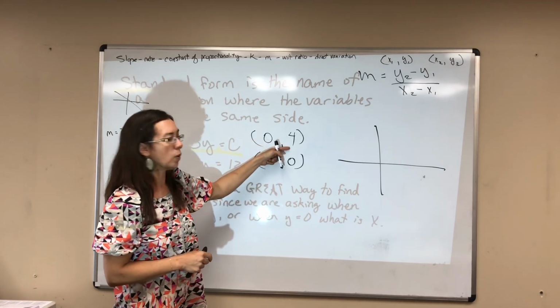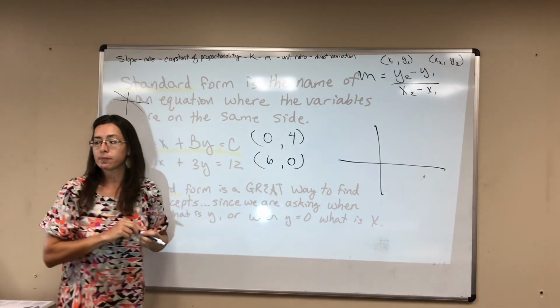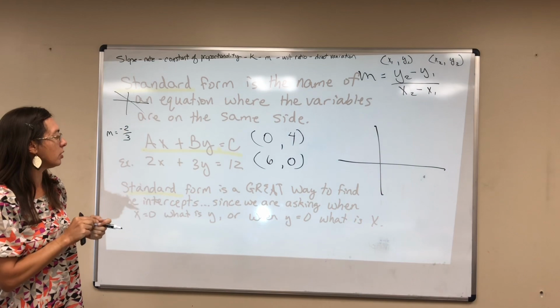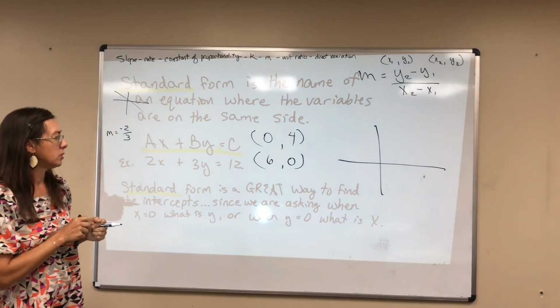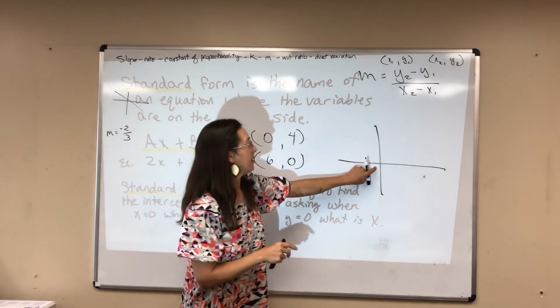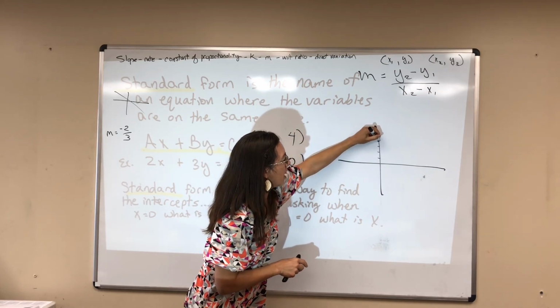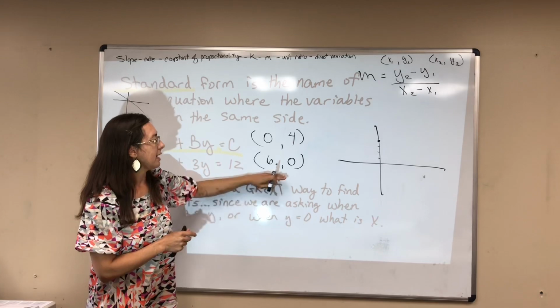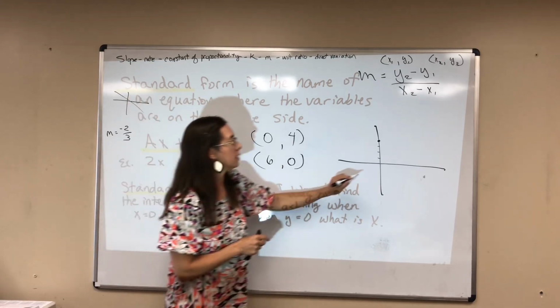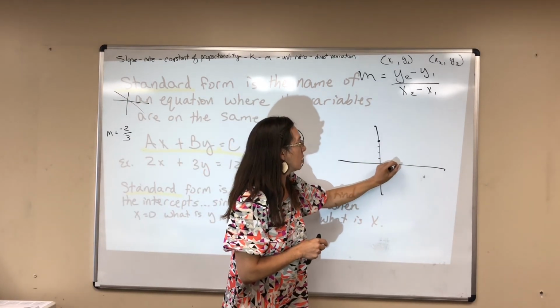I've got 0, 4. Plot that on your paper. Where would 0, 4 go? At the origin, we're going to go what direction? Up 4. Now I've got 6, 0. So that's 6 over.